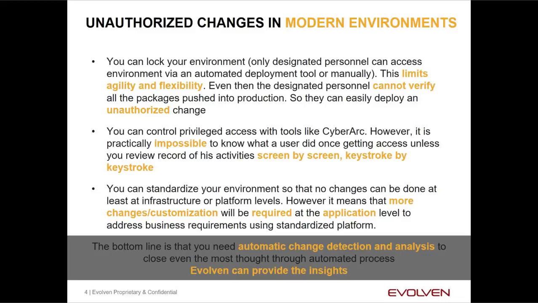So there are tools out there like CyberArk that we can use to control our privileges. But the problem is it's impossible to then know what the user actually did. We hear from a lot of our customers that they've over-tightened everything down, and now when we have an outage, we spend a lot of time going screen by screen and keystroke by keystroke just to try to figure out what we actually did, and did we do something like a fat finger or a misconfiguration.